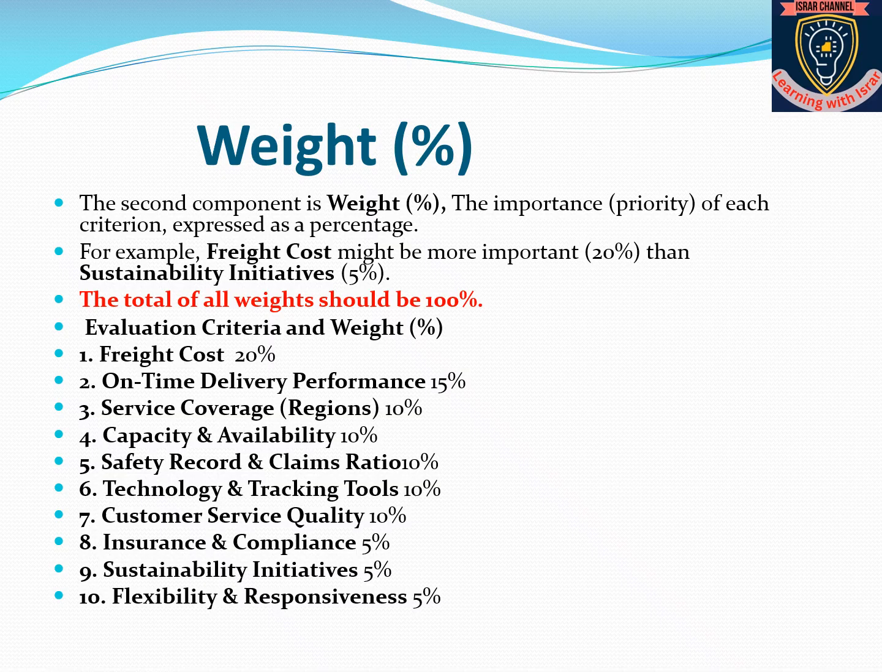So evaluation criteria and how we give the weight is like this. For example, freight cost is 20%, on-time delivery performance is 15%, service coverage is 10%, capacity and availability is 10%, safety records and claims ratio is 10%, technology and tracking tools are 10%, customer service quality is 10%, insurance and compliance is 5%, sustainability initiatives is 5%, and flexibility and responsiveness is 5%. So we will give each criterion a weight in percentage.